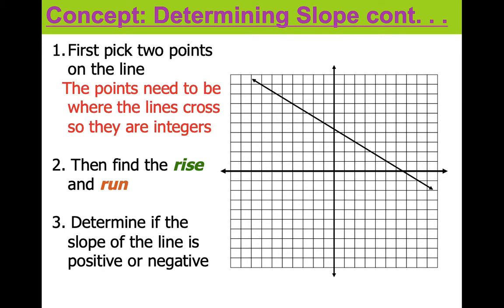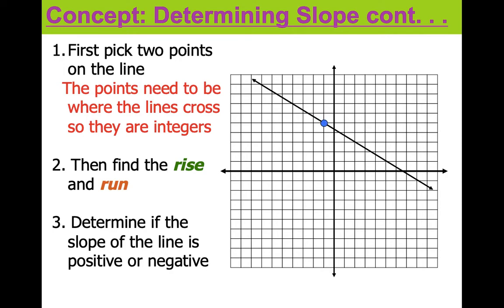So, how do we determine slope? First, you have to pick 2 points on a line. The points need to be where the lines cross so that we have exact whole numbers and not fractions or decimals. So we find the rise first, how high or low it goes. Then we find the run. Then we determine if that slope is positive or negative.